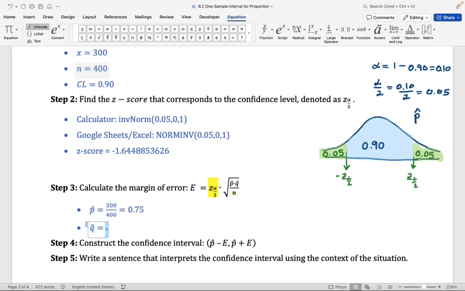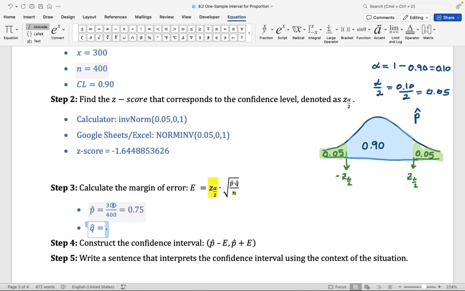Now, how do we find q-hat? Q-hat is the complement of p-hat. To find q-hat, you can take the number of people who said they are not registered voters divided by the total number of people. If 300 out of the 400 said that they are registered voters, then that means 100 of them are not registered voters. Okay? So to find q-hat, we can take 100 divided by 400.